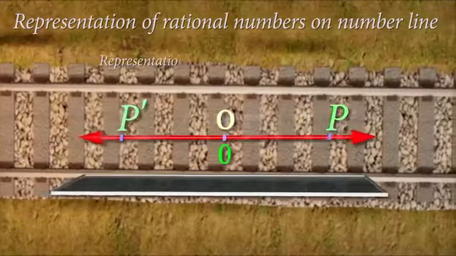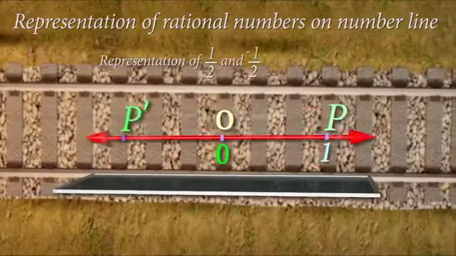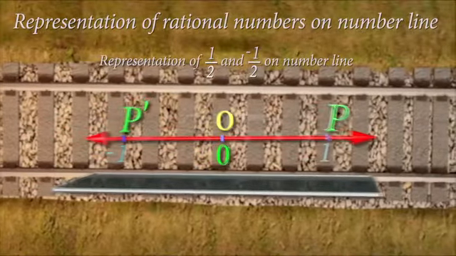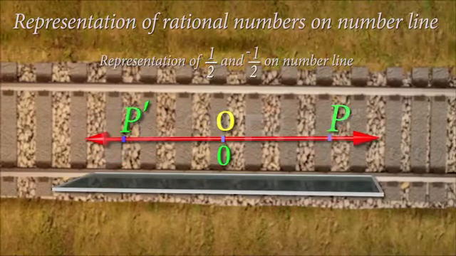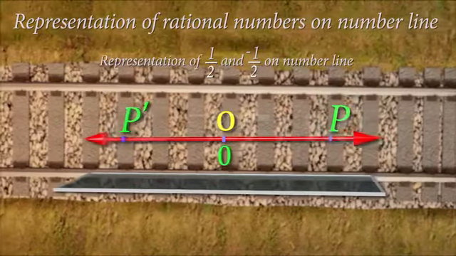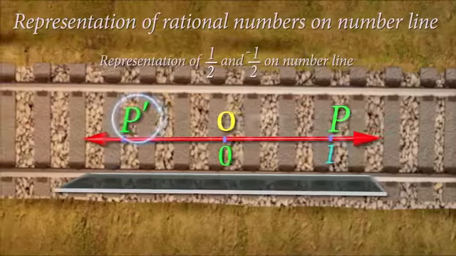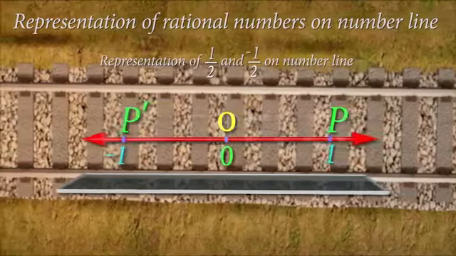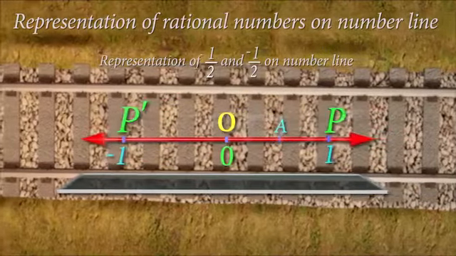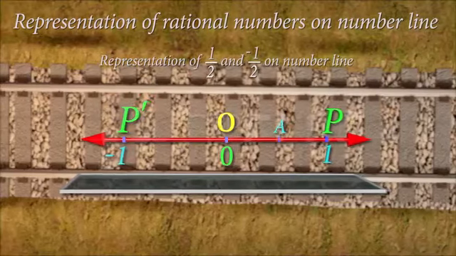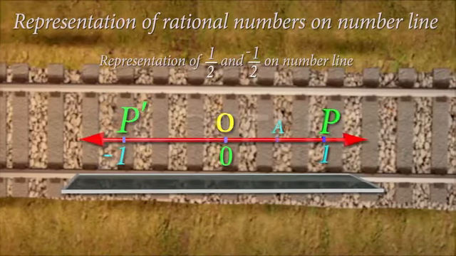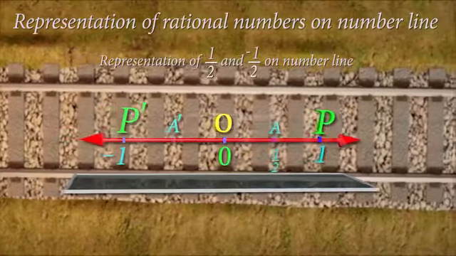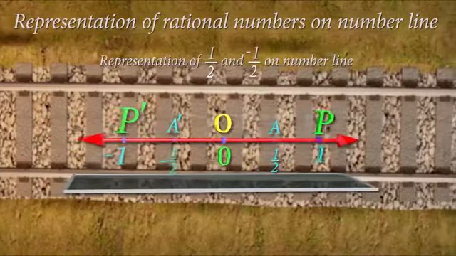Let us now represent 1 by 2 and -1 by 2 on the number line. Now set off unit distance points P and P' respectively. Then P represents the integer 1 and P' represents -1. Now divide OP into two equal parts and let A be the midpoint of OP. Point A represents the rational number 1 by 2. Similarly, the point A' represents the rational number -1 by 2.